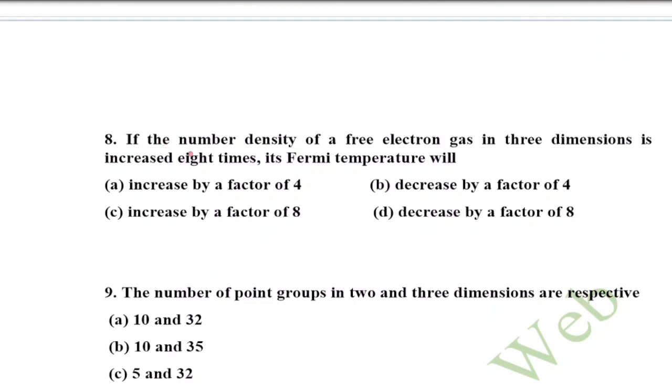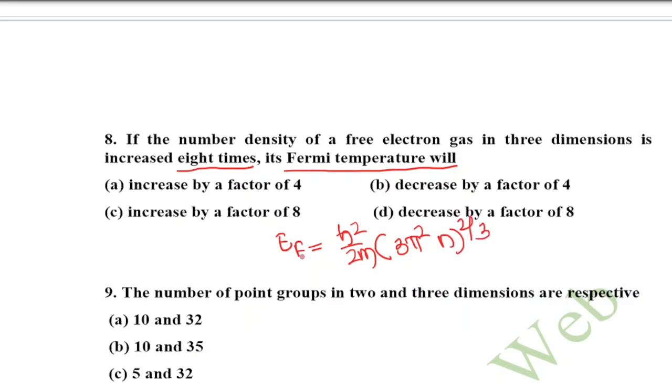Next, if the number density of a free electron gas in 3 dimensions is increased 8 times, its Fermi temperature will. Okay. So here first you have to express the Fermi energy in terms of this number density. Okay, and this is equals to h square by 2m times (3 pi square n) to the power 2 by 3, and we know Fermi energy is equals to kB times T_F.